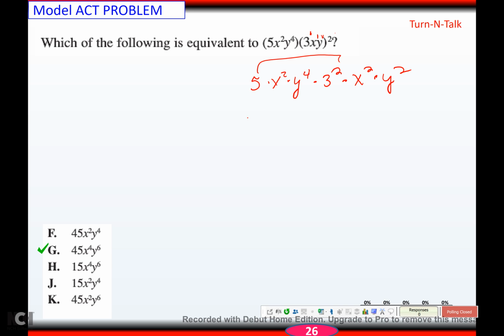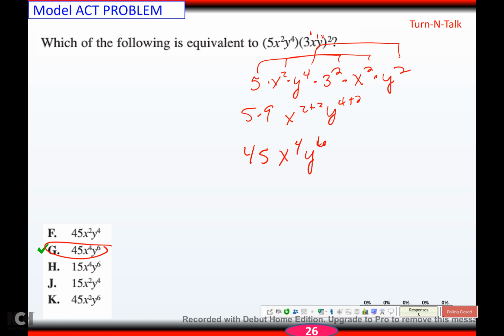So now that's 5 times 9, which is 45. You have x squared times x squared, that's x to the 2 plus 2, which is x to the 4th. And you have y to the 4th times y squared, which is y to the 4 plus 2, which is y to the 6th. Okay?